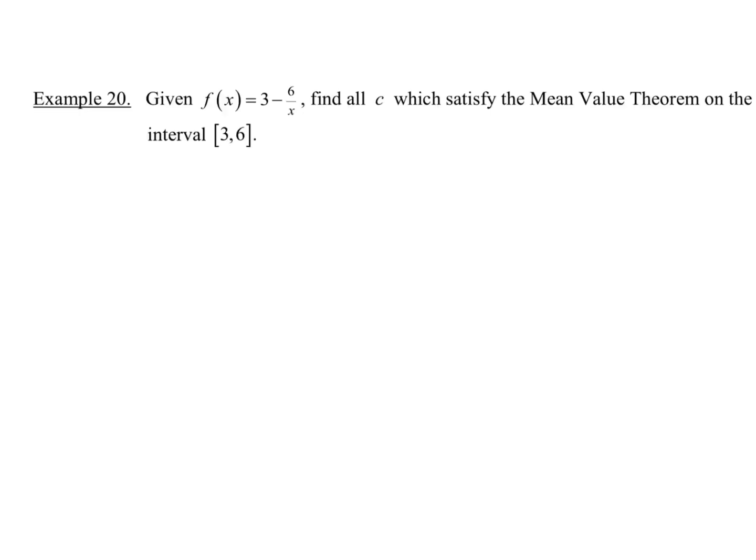So here's the example. This is example 20, so this is probably a couple more pages, but we are going to find the value of C that is going to allow the instantaneous rate of change and the average rate of change to be equal, assuming over that interval it is continuous and differentiable. And if it is, then we can do this, okay?